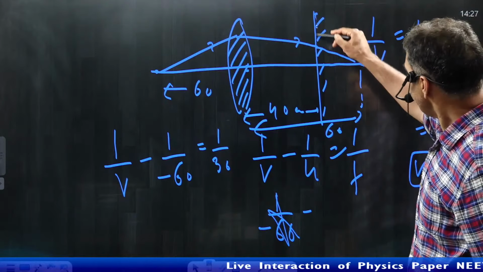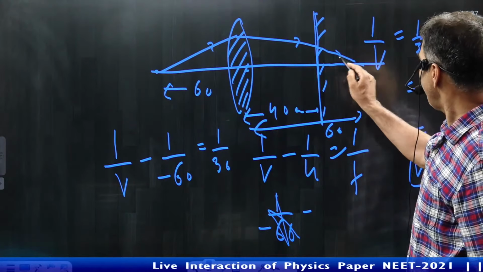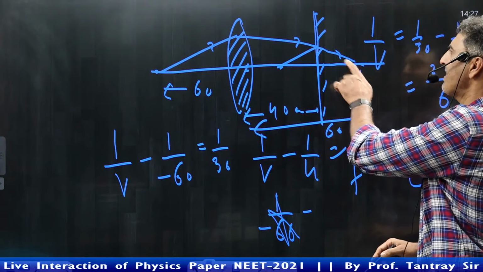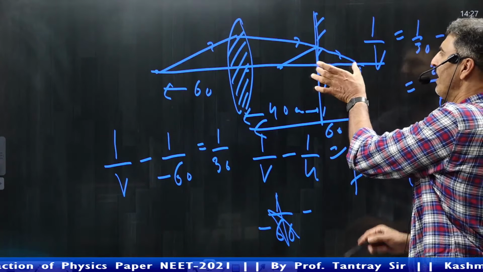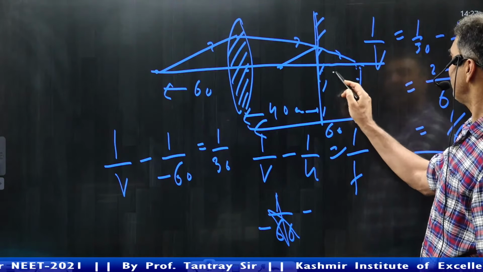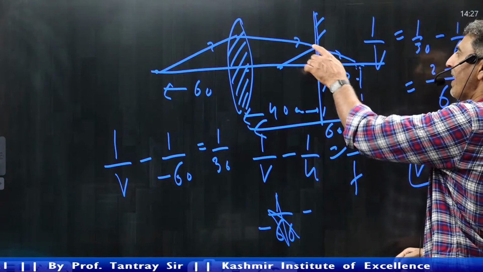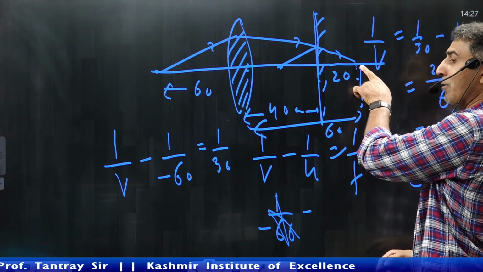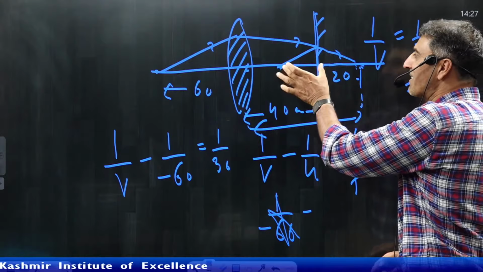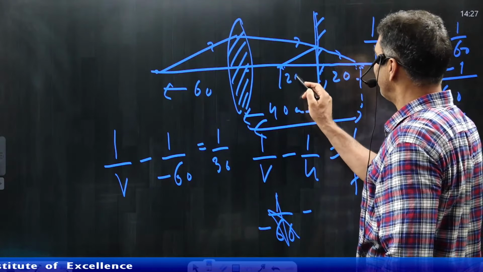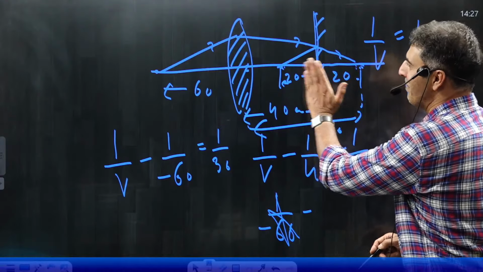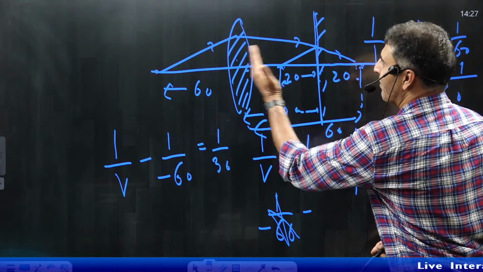But there's a mirror here. That means the ray of light will not be allowed to cross. It will be reflected back the same distance as it would go. From here to here it is 20, because from here it is 40, from here it is 20. So the ray of light wanted to go over here. I don't want to use a second equation to find this. It will be reflected back the same distance, 20. So the image will be formed 20 centimeters away from the mirror.